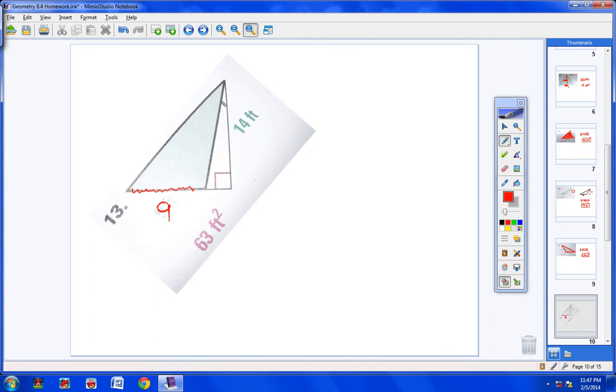This is not your height right here, okay? That line I'm scribbling on right now does not form a right angle with your base or with the horizontal. However, 14 would be your height. It is a length that runs from the top of the triangle all the way down so that it's perpendicular to the horizontal, okay? So we have a base, 1/2 times the base times the height. 1/2 times 9 times 14 would be 63 square feet. That is the area of the triangle.